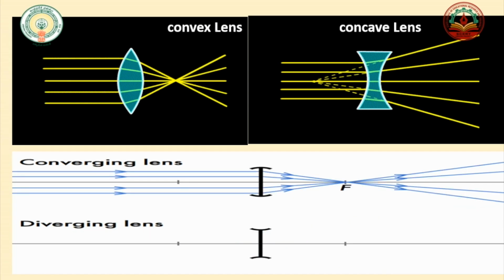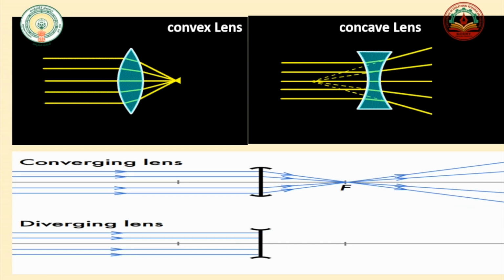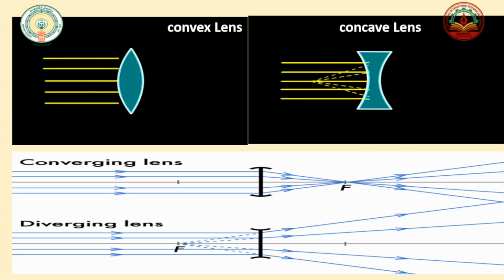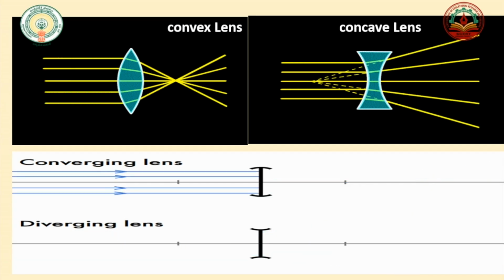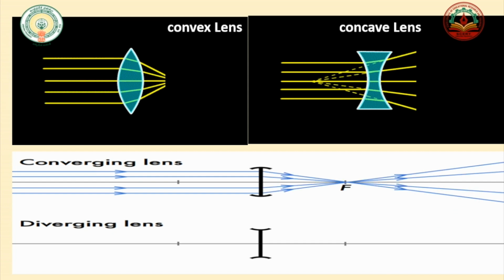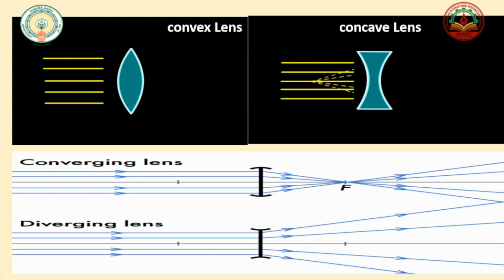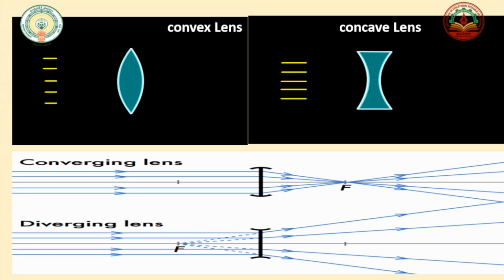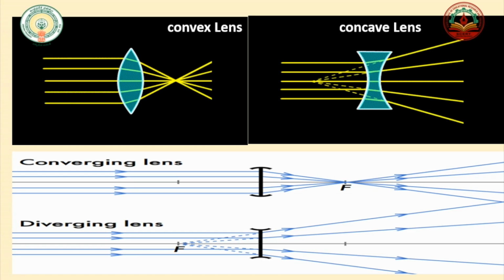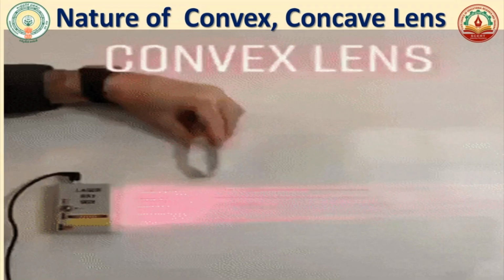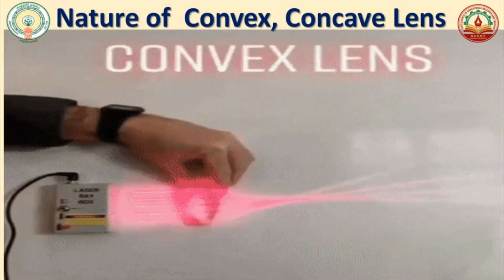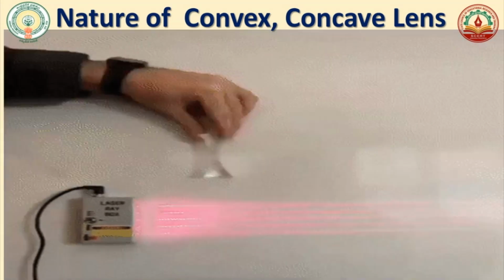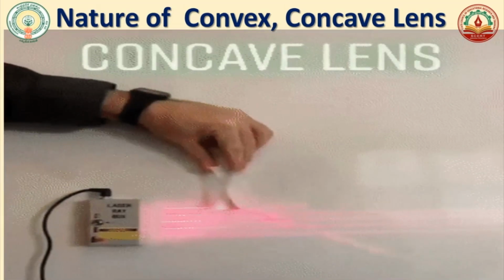The convex lens is a converging lens and the concave lens is a diverging lens. Also, if you see the bottom part, I have given the symbol for the convex lens, that is the converging lens, and also the symbol for the concave lens, that is the diverging lens. Okay.